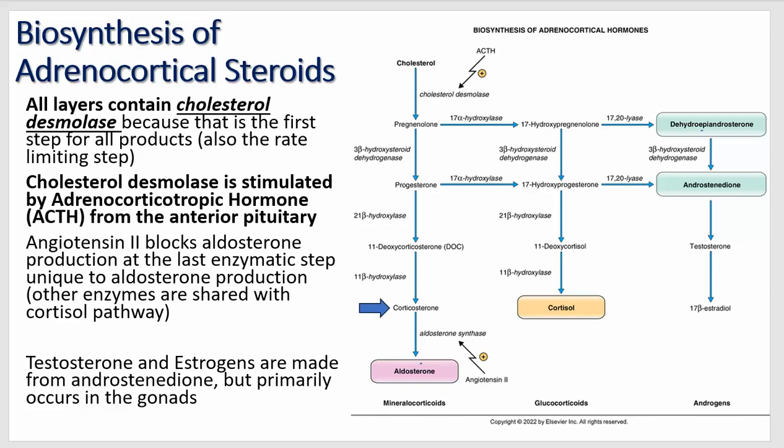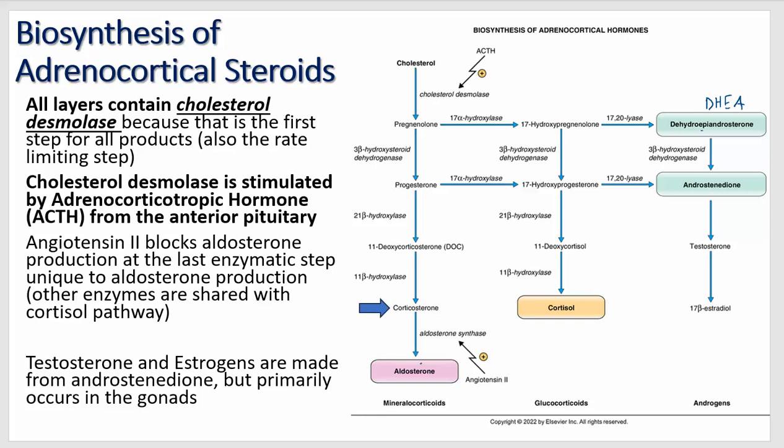All right, so testosterone and estrogens are made from androstenedione, but that primarily occurs in the gonads. So here we have in the adrenal gland the presence of 17,20 lyase, which is going to make the DHEA and the androstenedione. We don't make testosterone, we don't make estrogen in the adrenal gland. Okay, so that's done in the gonads.